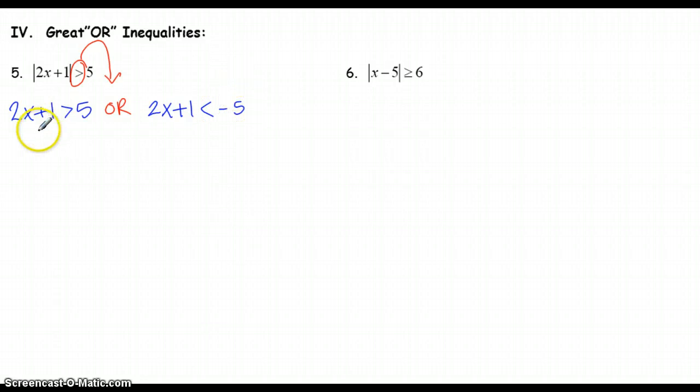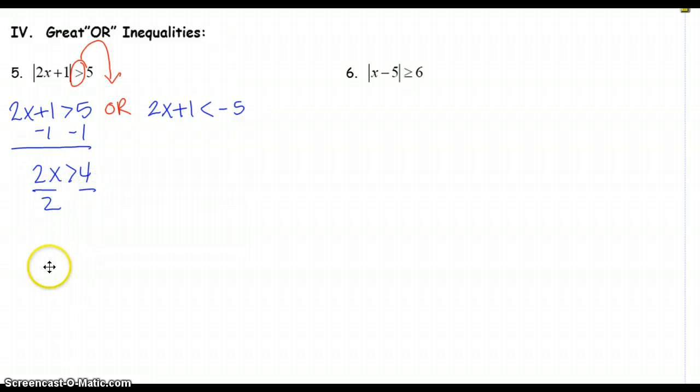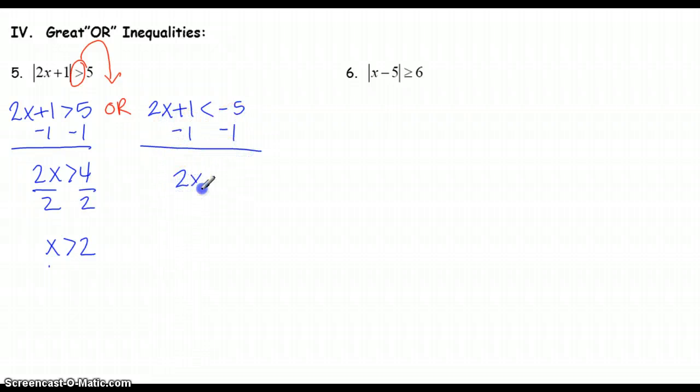So now we're going to go ahead and solve both of these inequalities. 2x is greater than 4. Divide both sides by 2. x is greater than 2. Subtract 1 from both sides. 2x is less than negative 6. Divide both sides by 2. And x is less than negative 3.